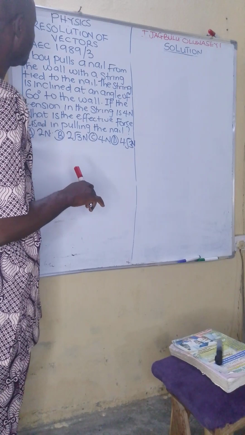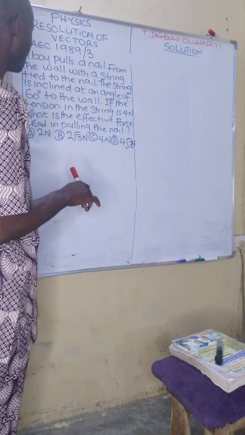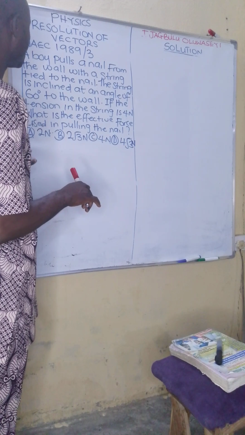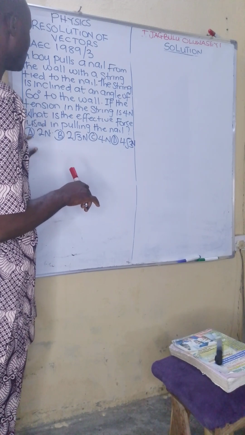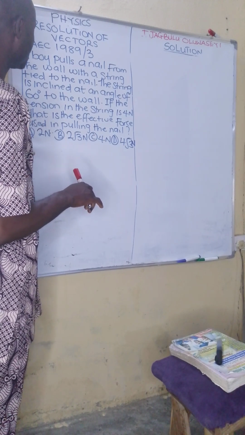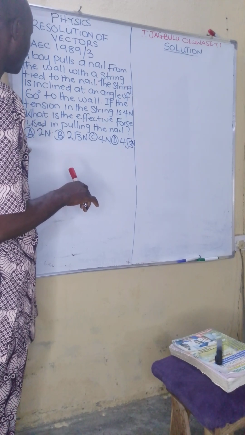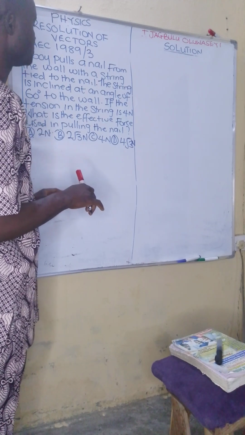A boy pulls a nail from the wall with a string tied to the nail. The string is inclined at an angle of 60 degrees to the wall. If the tension in the string is 4 Newton, what is the effective force used in pulling the nail?